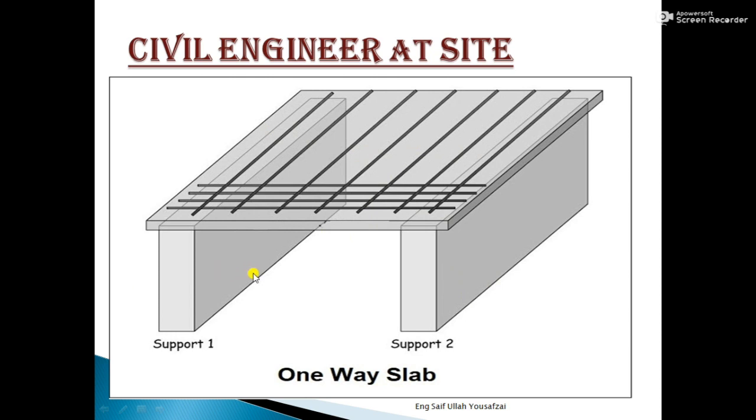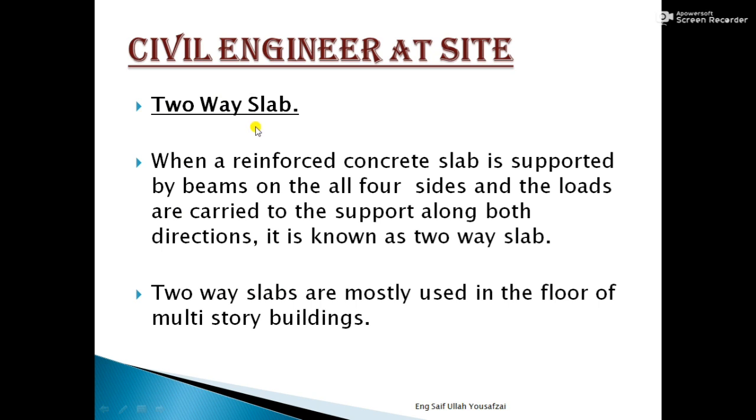So now we will go ahead towards the two-way slab. First of all, we have to define the two-way slab. What is a two-way slab? So the definition is this: when a reinforced concrete slab is supported by beams on all four sides and the loads are carried to the supports along both directions, it is known as a two-way slab.